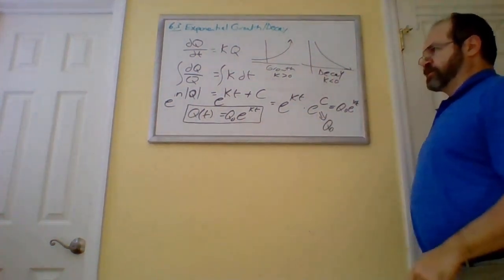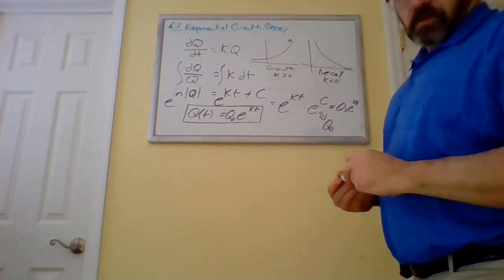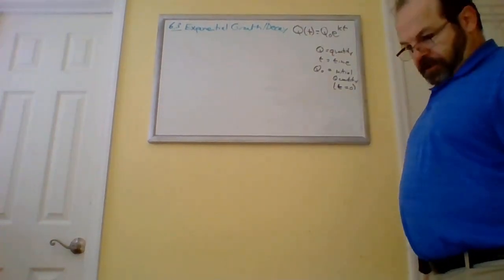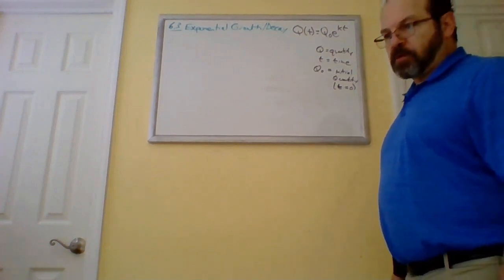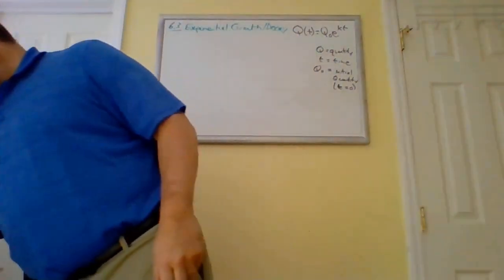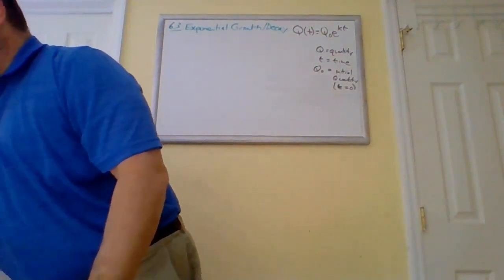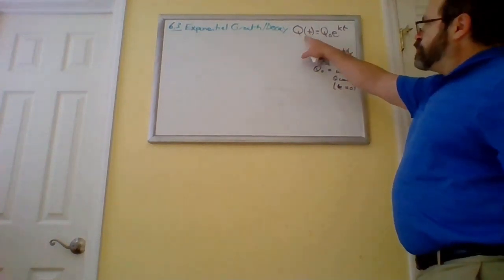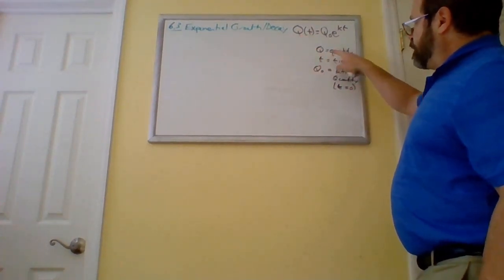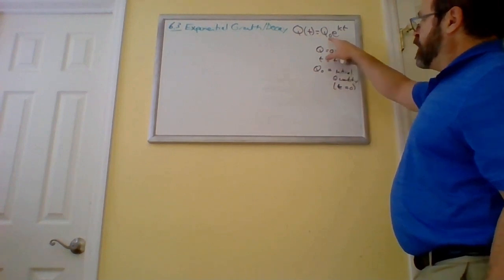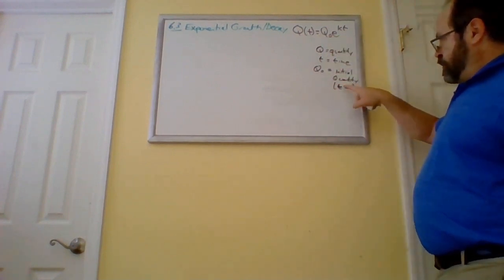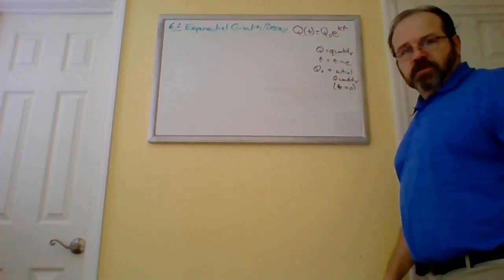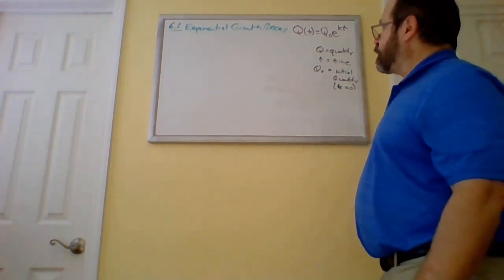Now I'm going to clear the board so we can do examples, and then I'm going to rewrite this up top so we have it. One moment. Okay, someone stole my marker. I got another one. So we have Q of t, a function of quantity over time, is our initial quantity, which is time equal to 0, times e to the kt. That's our exponential growth and decay model.